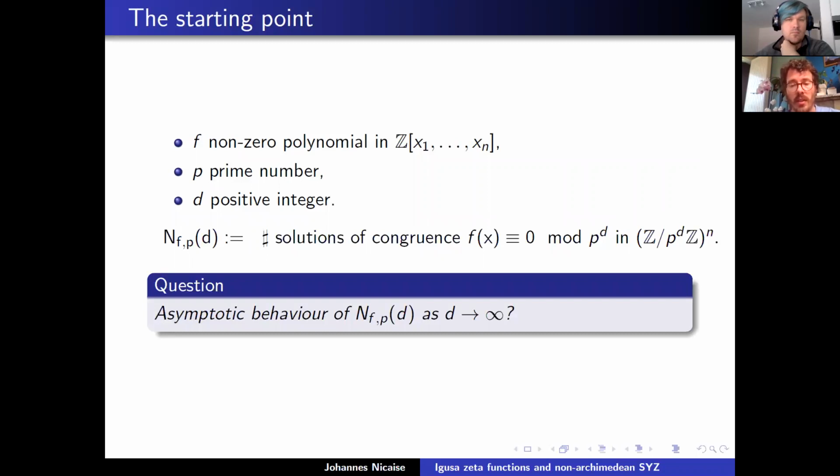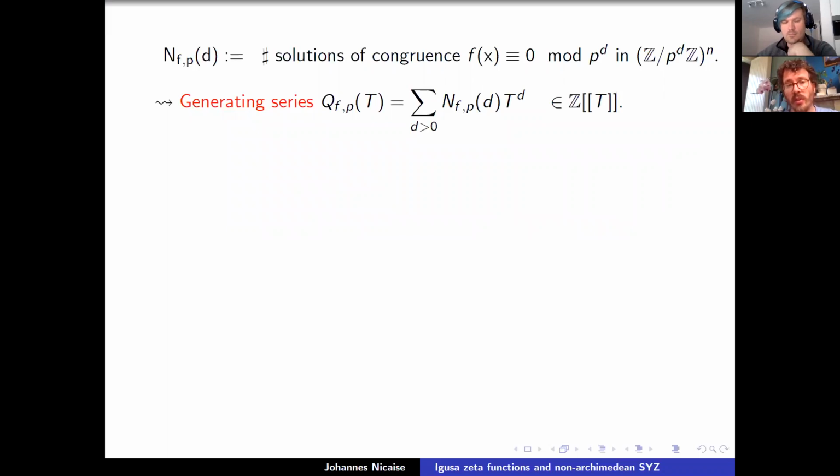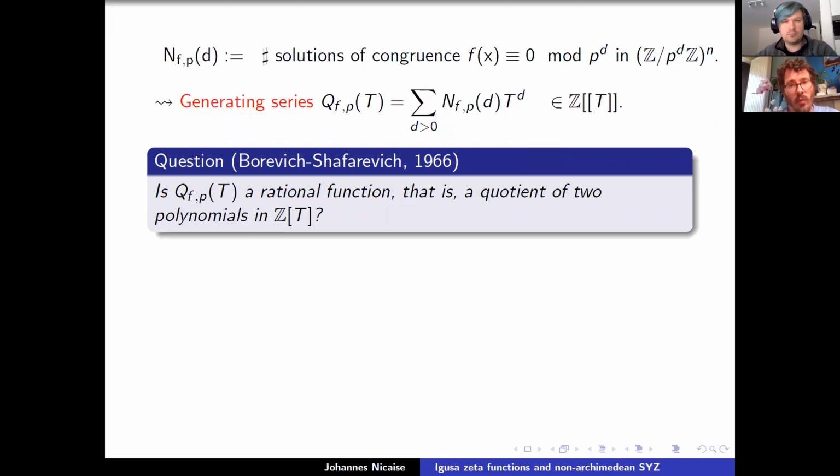When you're confronted with this type of problem in number theory, it's usually convenient to put these numbers into a generating series. So we define a power series, which I will denote by Q_{f,p} to keep track of the polynomial f and the prime number p. This is just a formal power series whose coefficients are these numbers of solutions of our congruence f equal to 0 modulo various powers of p. And then we would like to detect the patterns that exist between the coefficients of this generating series.